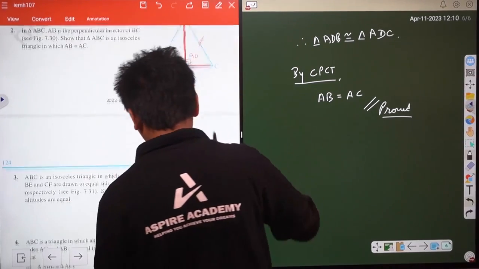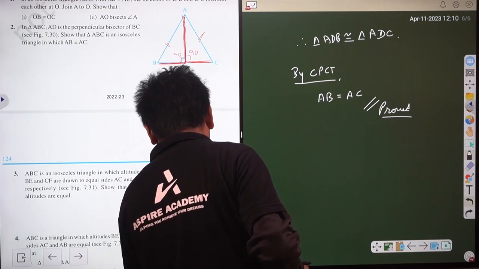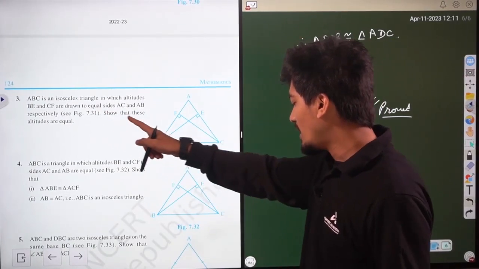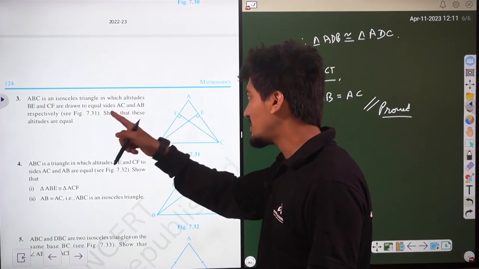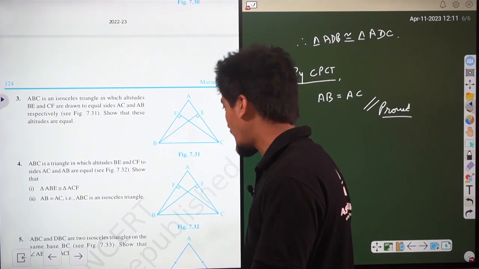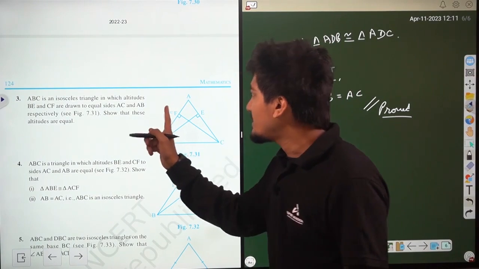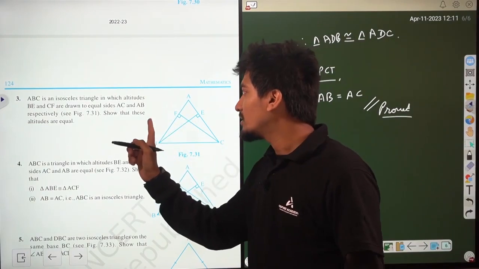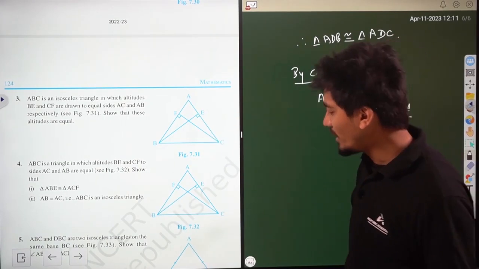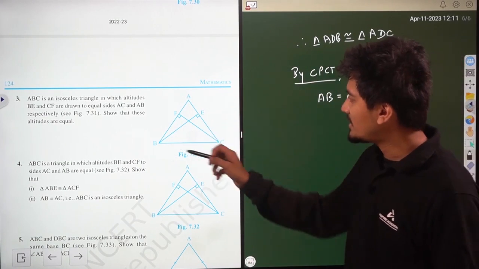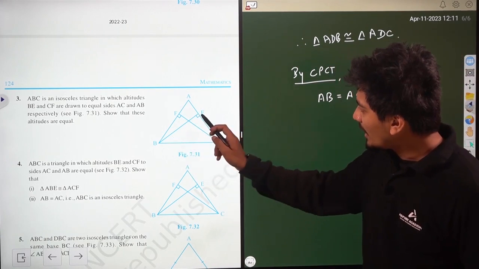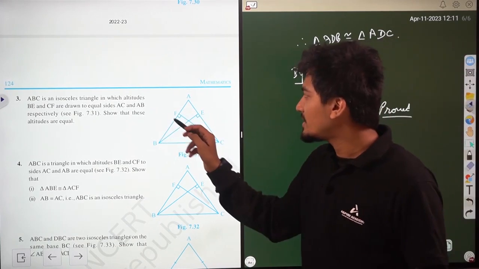See here, the next question is given as: triangle ABC is an isosceles triangle in which altitudes BE and CF are drawn to equal sides, sides AC and AB respectively. We have to show that these altitudes are also equal. That means in this triangle, ABC is an isosceles triangle. Here BE and CF are drawn to equal sides AC and AB.